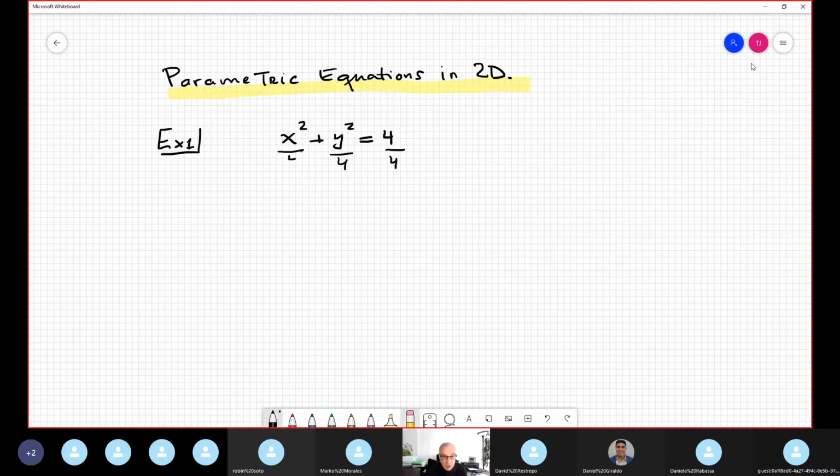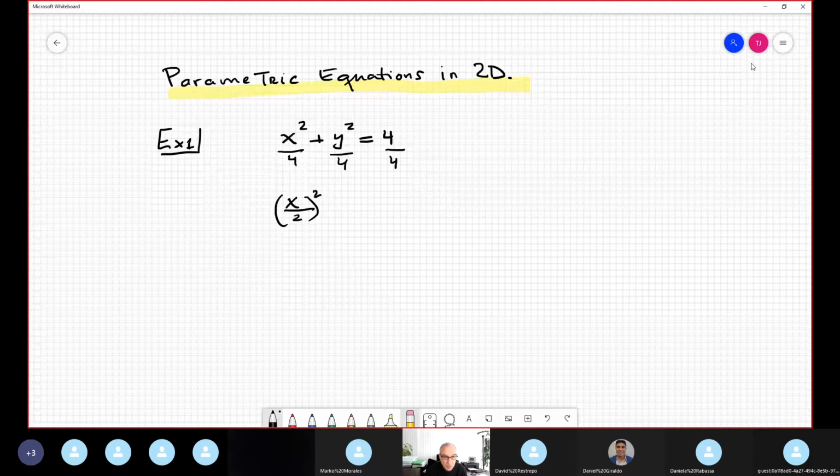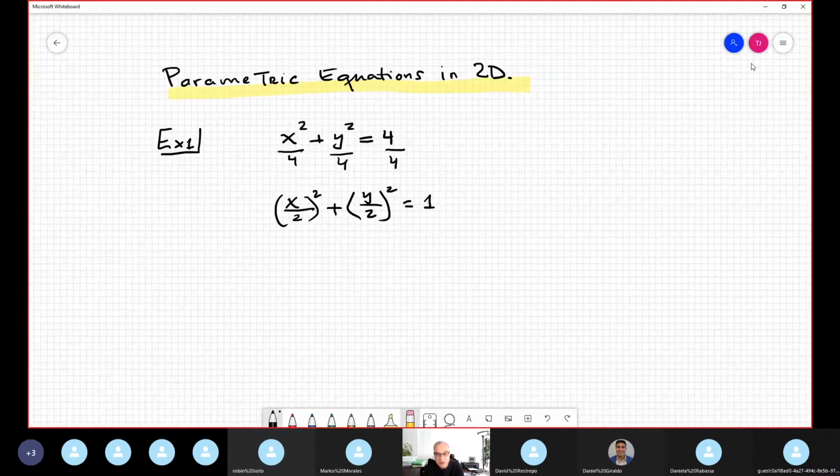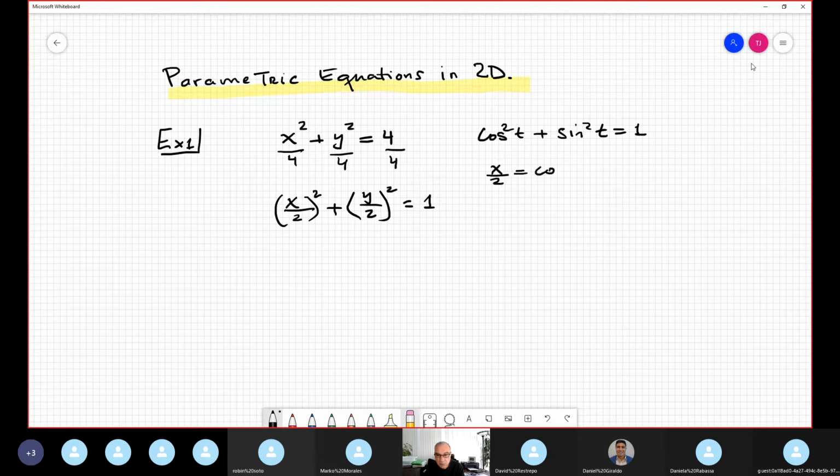Divided by 4. Why? Because I want to express it in a standard form. Then you have (x over 2) squared plus (y over 2) squared equals 1. So I take advantage of this trigonometric identity that everyone knows very well, which is cosine squared t plus sine squared t equals 1, no? Entonces, if you define x over 2 like a cosine, and you define y over 2 like a sine, when you square both it is equal to 1, no?